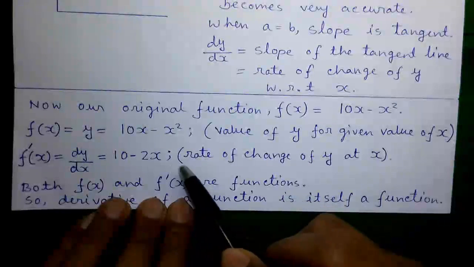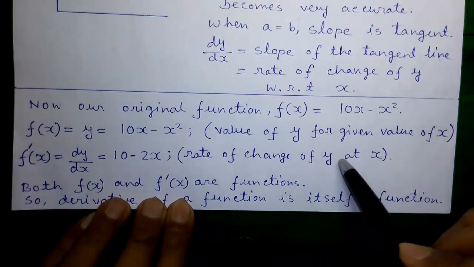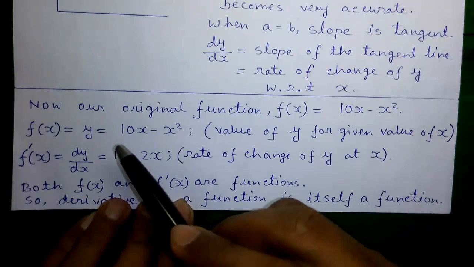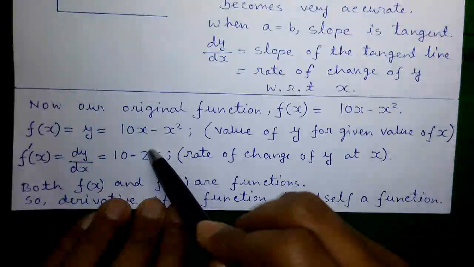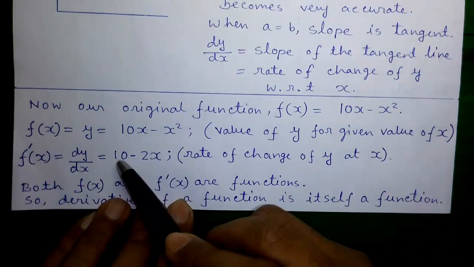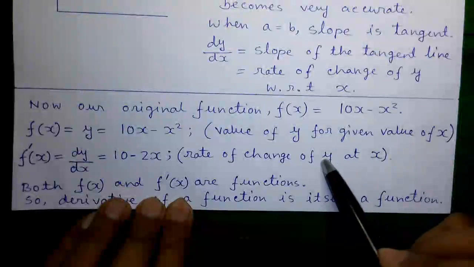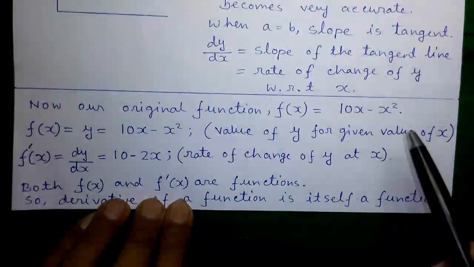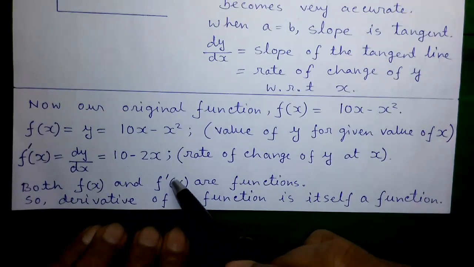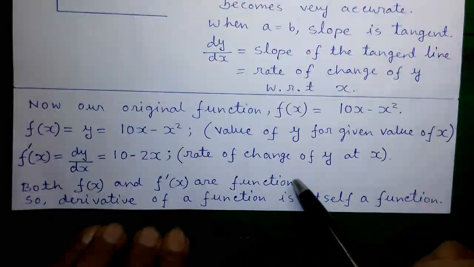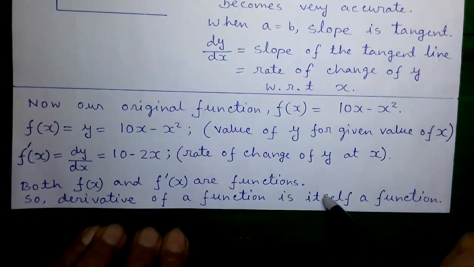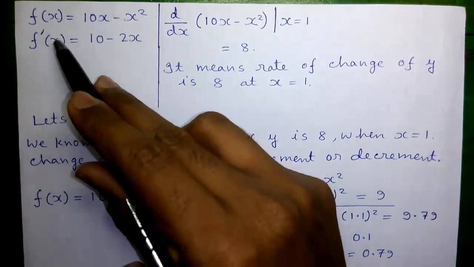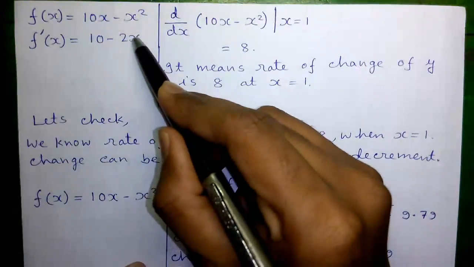And this differentiation function gives us the rate of change of y at x. Let's say the rate of change of y for x equals 2 will be 10 minus, putting x equals 2, 2 into 2, that is 6. So at x equals 2, the rate of change of y equals 6. I will explain this later. Both f of x and f prime x or f dash x are functions. So the derivative of a function is itself a function. f of x is 10x minus x square and f dash x is 10 minus 2x.